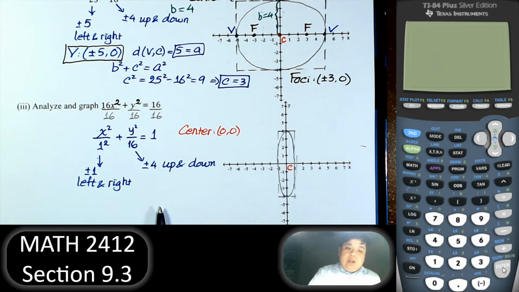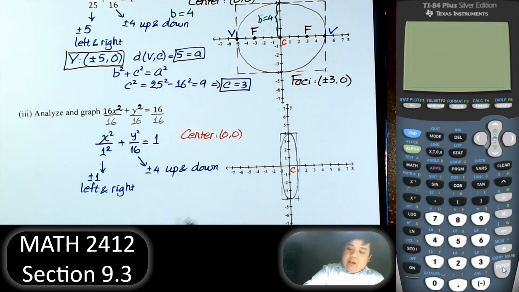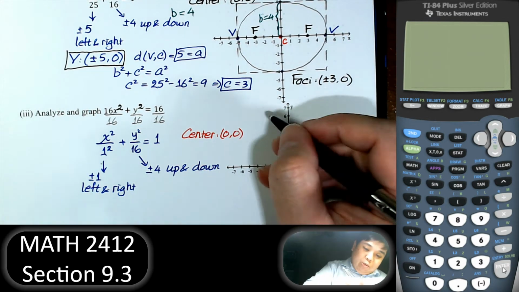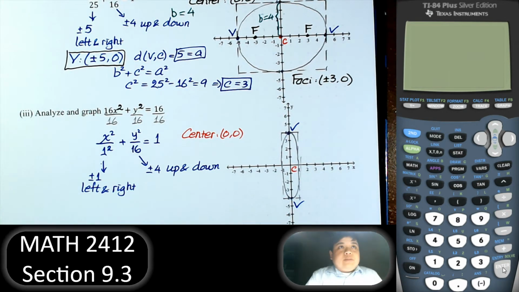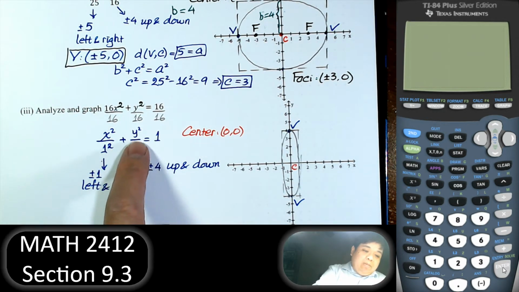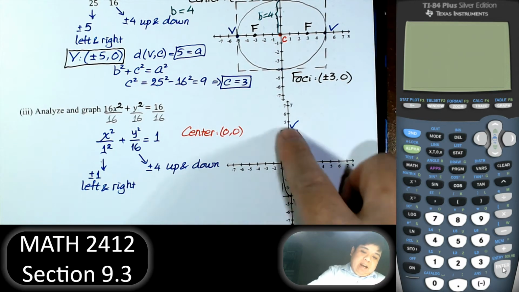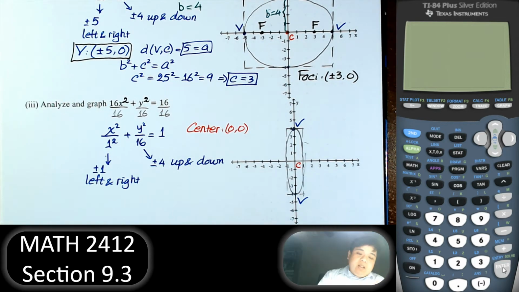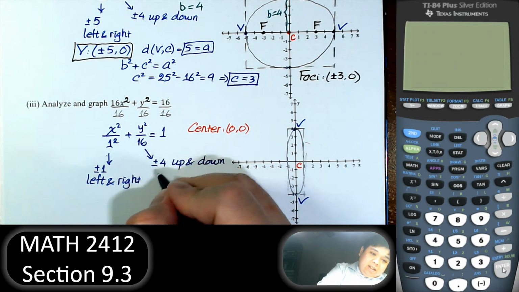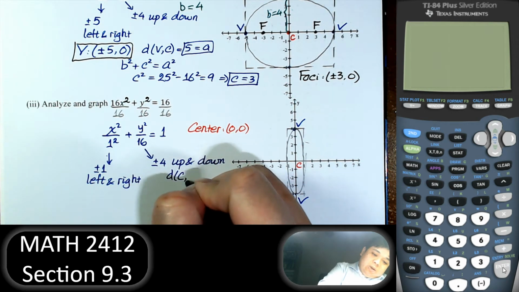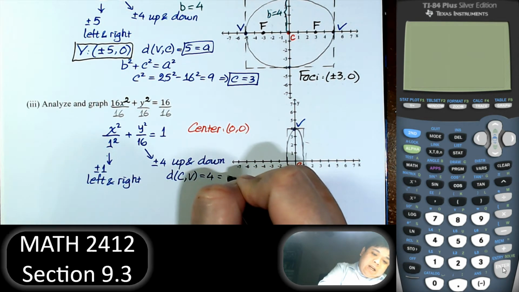Distance from the center to the vertex, to the vertices, 2 of them, 4 units up and 4 units down. Right? So it's easy to graph it from the equation. 4 up and down, 1 left and right. Have the box, the ellipse inside that box. The distance from the center to the vertex is going to be 4. So that is A.